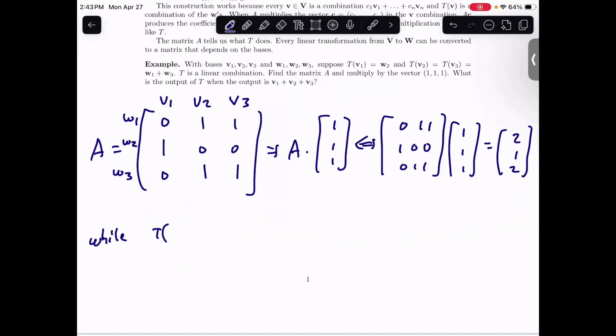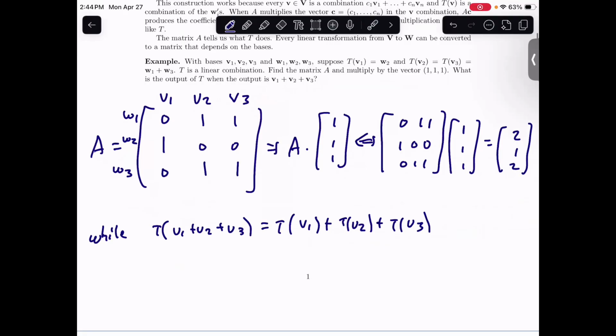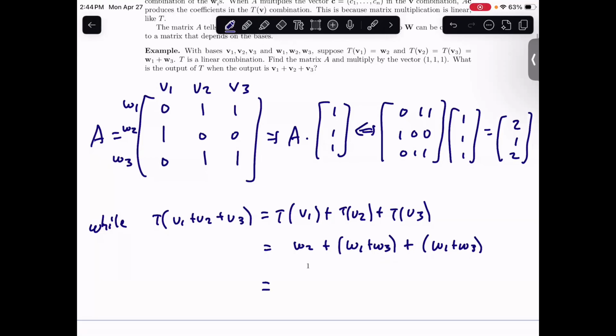So if we do T of V1 plus V2 plus V3, because T is a linear transformation, we know we can distribute over addition. And then we know T at each of these basis vectors, right? T of V1 was equal to W2. T of V2 was equal to W1 plus W3. T of V3 was equal to W1 plus W3 as well. And so if I combine like terms, this is 2 W1 plus W2 plus 2 times W3.